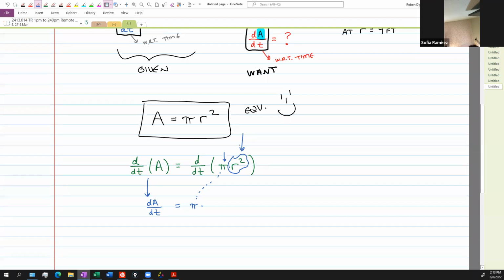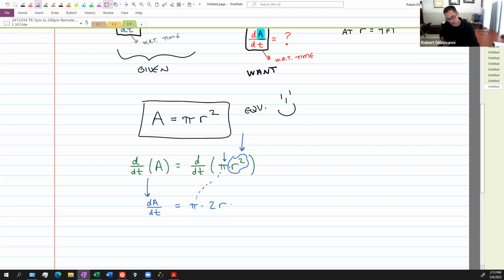So it'd be 2r? 2r, okay. That takes care of the power coming out. You have r to the first power. Are we done or no? And then it'd be dr over dt. dr dt. Perfect. That's it. Everyone see that? We have the derivative with respect to t.